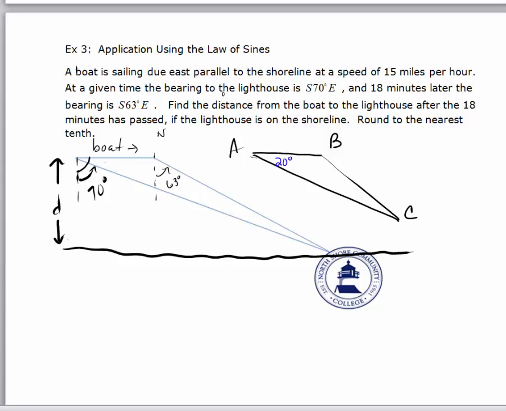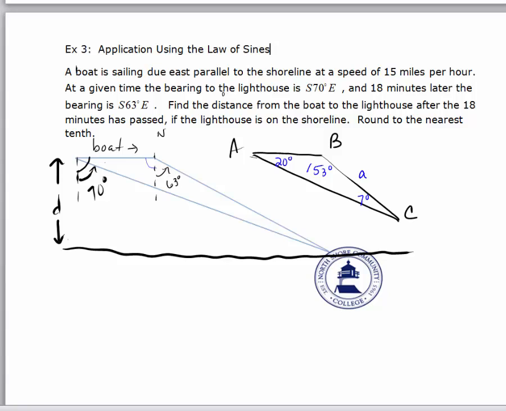And we also know that this angle right here, we drew a perpendicular line, so this angle right here is 90 degrees, and this little angle we said was 63. Angle B is the sum of those two angles, so angle B is going to be 153 degrees. For angle C, we would just take 180 minus the 153 and the 20. So angle C is 7 degrees.